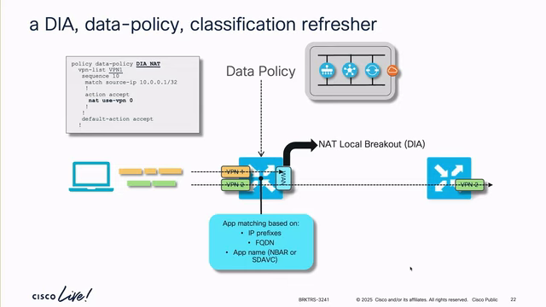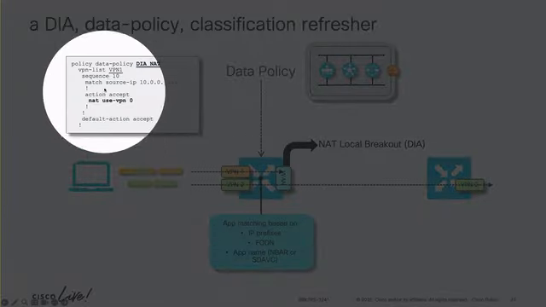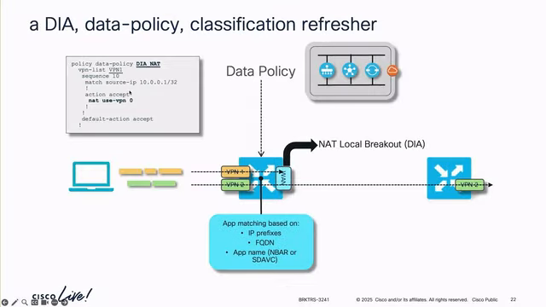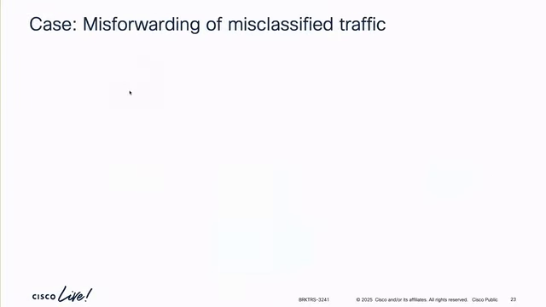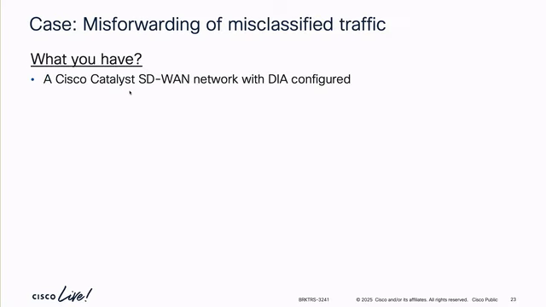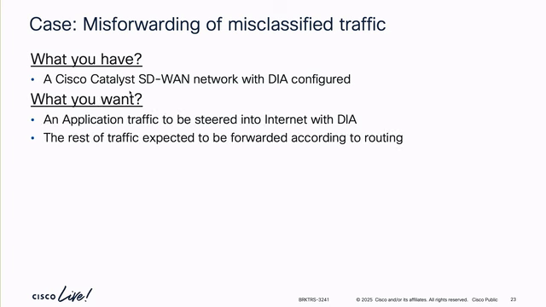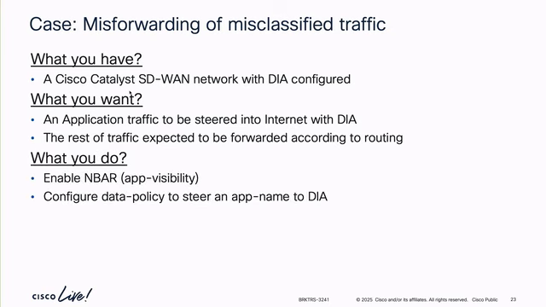First of all, how would you do that? The policy is pretty simple. You match the application not based on the prefix, but based on the application name. But then, what was the customer's intent? You have a DIA, as I said. Then you selected specific types of applications, and you created the policy which is supposed to forward specific applications into DIA, the local internet breakout.